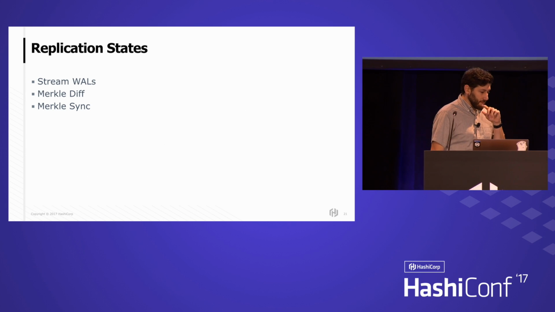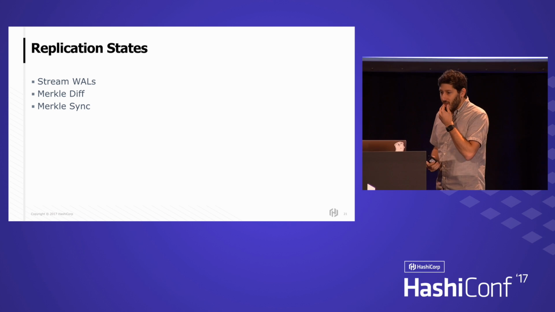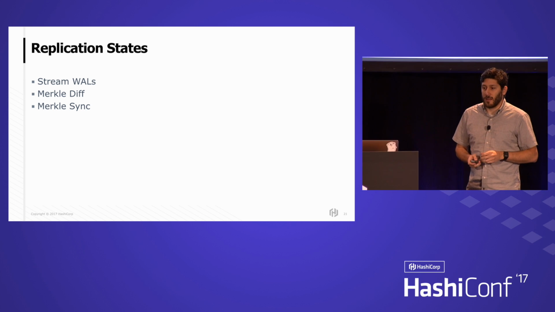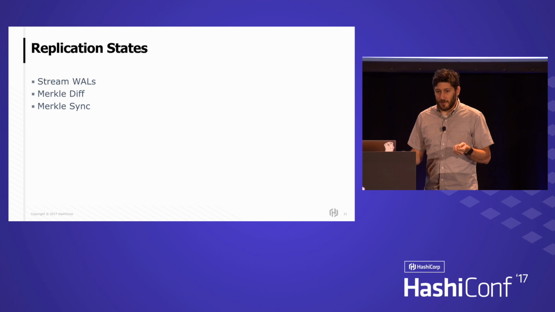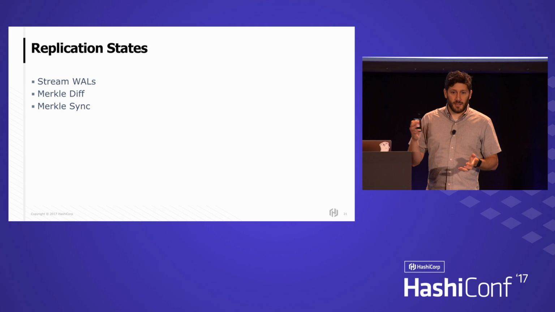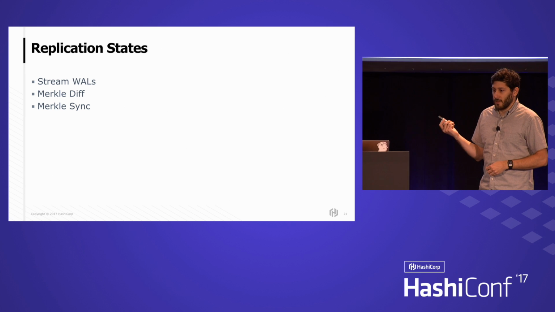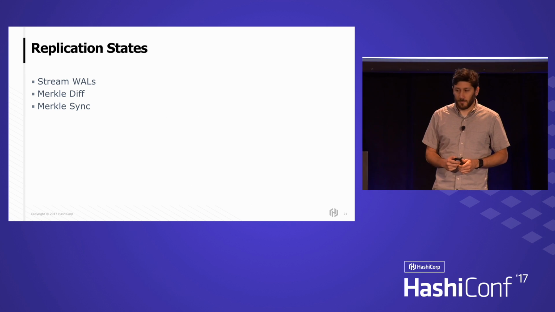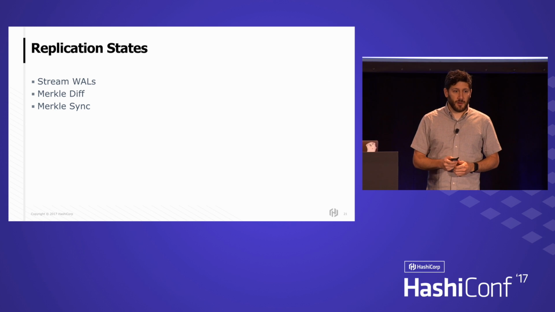Okay, so those were the different replication modes and an example way to set them up. And now I want to talk a little bit about different states that your replication secondary can be in. And this is different than modes because regardless of mode, your secondary is going to be in one of these 3 states. And these states are streaming WAL mode, Merkle diff, and Merkle sync mode. And these are all different ways that your secondary gets up to speed with the primary.